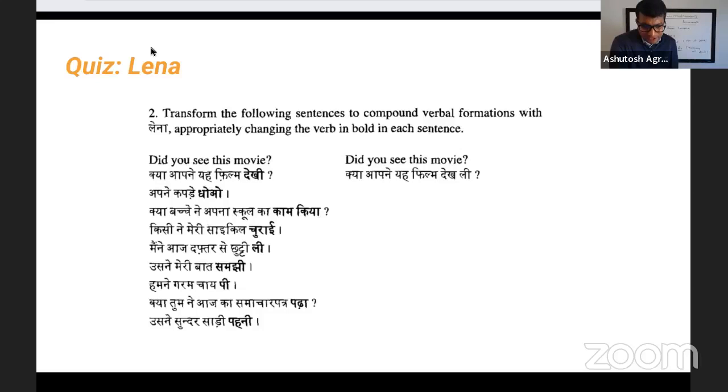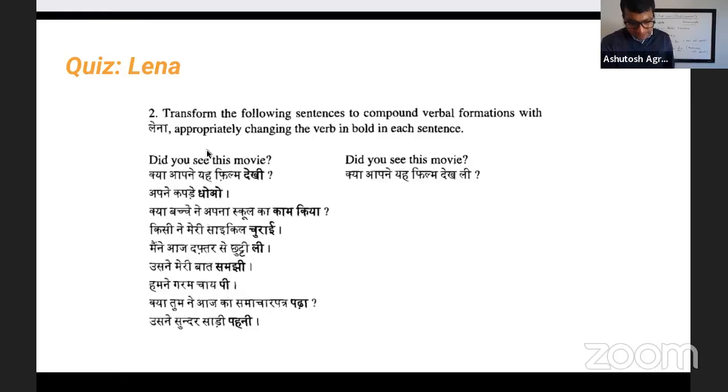Someone who hasn't had any chance. Linda ji, how are you doing? Are you comfortable reading Devanagari? Okay, let's do this one. हमने गरम चाय पी would become हमने गरम चाय पी ली. Very good. Okay, for our benefit, right? So we drank, all of us drank, and we benefited from it.